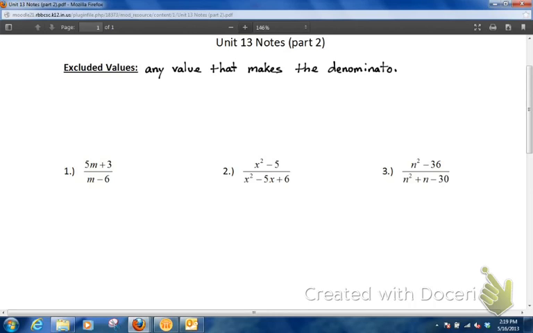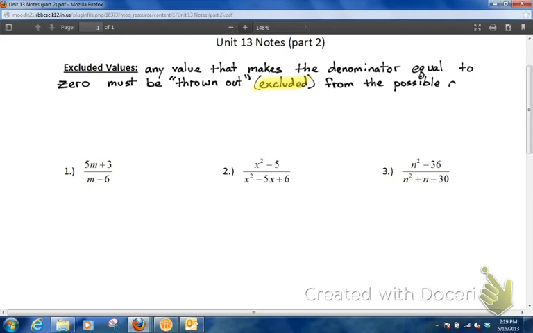An excluded value, or excluded values, are any values that make the denominator equal to 0, and those values must be thrown out or excluded from the possible answers for the variable. So what we mean here is that an excluded value is any value that makes the denominator equal to 0. I guess I should have put a period here. And they must be thrown out or excluded from the possible answers for the variable.